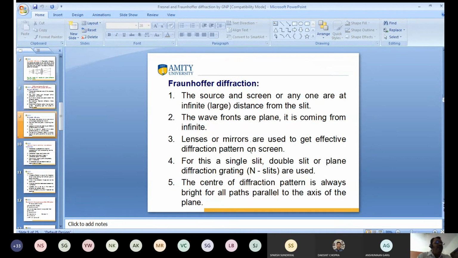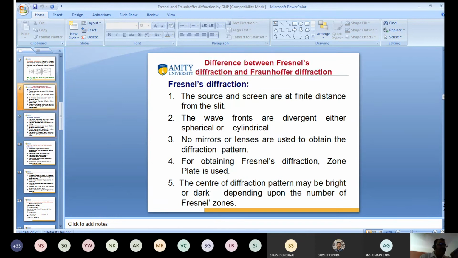Third point of Fraunhofer diffraction. Have you seen it on the screen? Yes. Third point means lenses or mirrors are used to get an effective diffraction pattern on the screen. This is known as Fraunhofer diffraction. This is the difference between Fresnel and Fraunhofer. This is the third point.